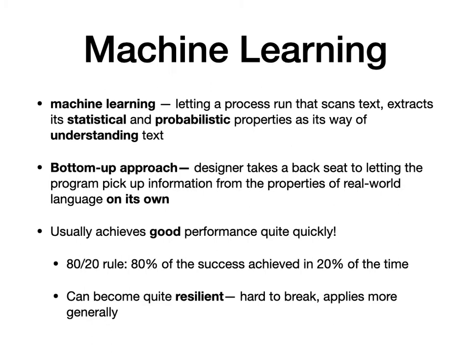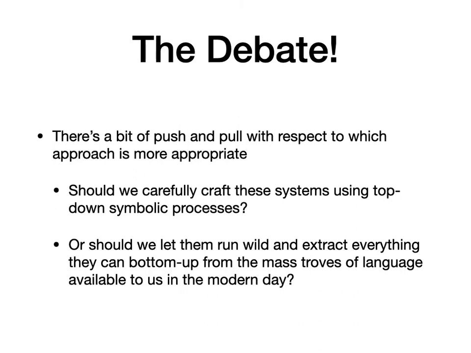Now, there is a debate, as is so often in academe. There's a push and pull. So which of these approaches is more appropriate? Should we carefully craft systems using this top-down symbolic process, these things that we understand already? Or should we let them run wild and extract everything they can from the world, right? The world is filled with text data these days. In fact, it's one of the most prominent ways of communication, especially these days. So this is the idea. This is sort of a tension.